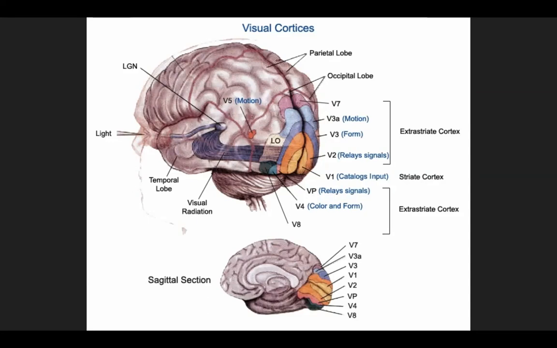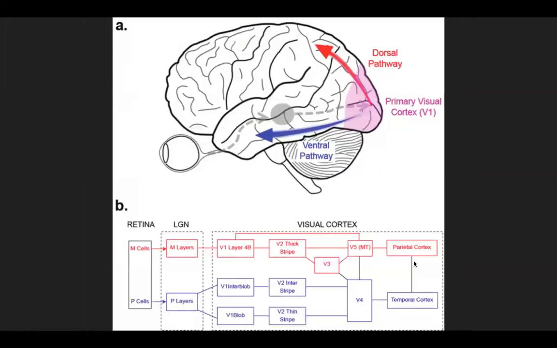But looking at how information is spread from this primary visual cortex to these different areas, this does a great job of giving an overview of how it goes through. So you can see right now we have the M cells, P cells, the LGN, which are those M layers and P layers that I showed you with the cells. And then from there, it goes to the primary visual cortex, which is this V1. We can see this here.